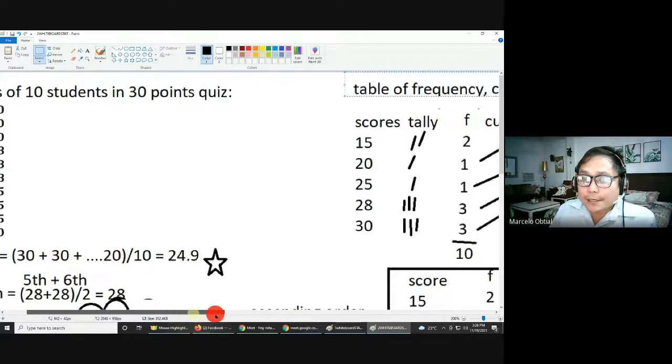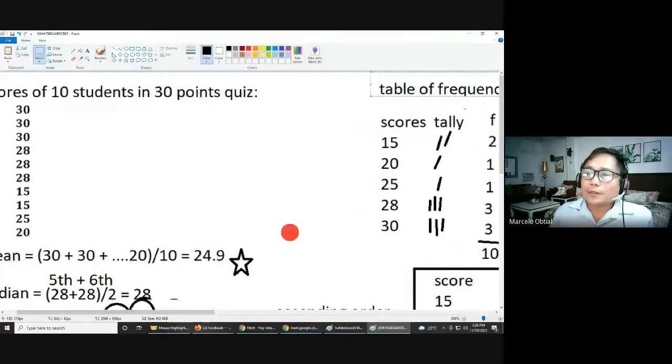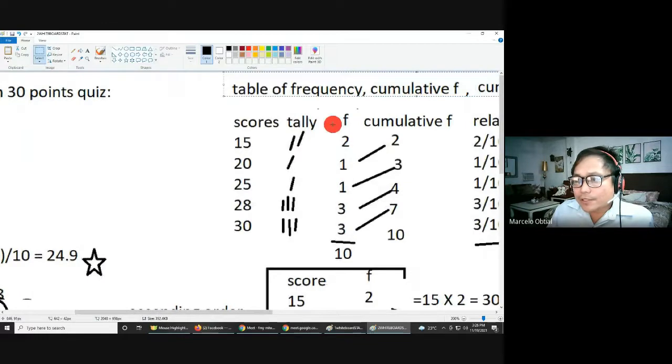So I asked the class, okay, how many got 15? The students raised their hands, two, so two sticks. How many got 20? One hand raised, one stick. 25, one stick. 28, three students raised their hands, so three sticks. Then 30, three sticks also. After that, under F or frequency, you just need to count the sticks. Two sticks, so 2; 1, 1, three sticks, so 3.